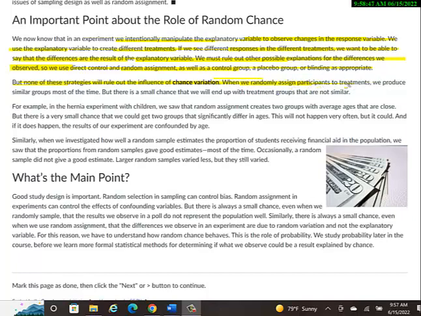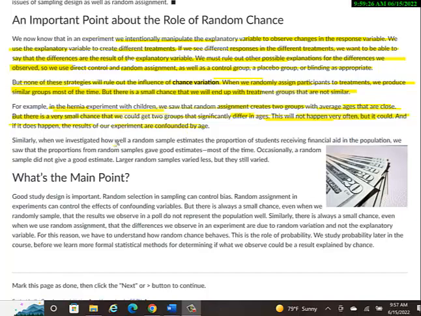We randomly assign participants to treatments and we produce similar groups most of the time, but there's always a small chance we'll end up with a treatment group that's not similar, and maybe you don't even realize it. So for example, in the hernia experiment with children, we saw the random assignment creates two groups. The ages were pretty close, but there's a very small chance that we could get two groups with significantly different ages. Because if you just keep randomly assigning over and over, the chances are that once or twice you might get groups whose average ages are pretty far apart, just because of chance and probability. It wouldn't happen very often, but it could. And if it does happen, the results of our experiment are confounded by age.